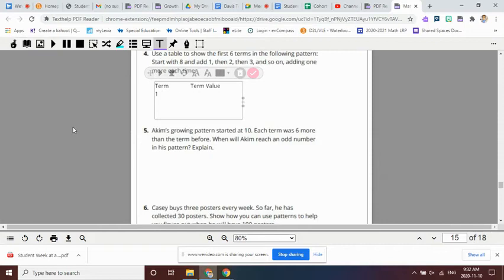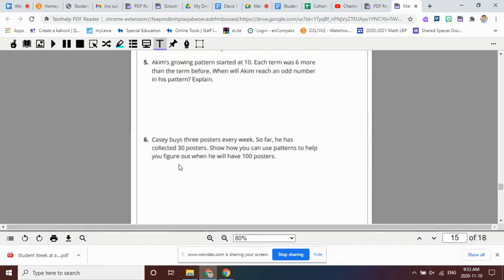So our first term, it says start at 8. So it's awesome. It tells us what our first term is. Then it says add 1. So 8 plus 1 would be 9. And then it says add 2. So that's going to move us up to 11. And in the fourth term, we want to add 3. So 11 plus 3 would be 14. And it wants you to add up to the sixth term. Okay. So you'll have a chart that looks kind of like that, but you'll finish it.